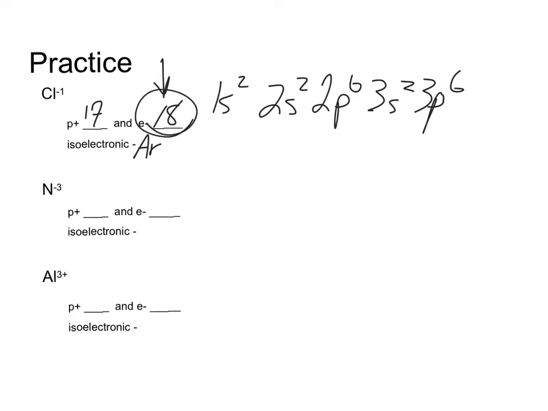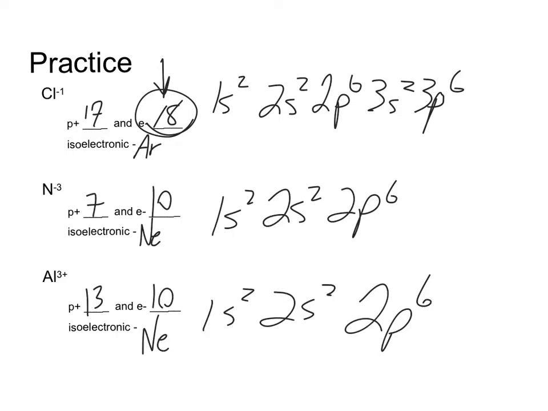Now go ahead and take some time, pause the video, work out these other two example problems, and the answers will pop up here in just a couple of seconds. All right, here's the answers for nitrogen and aluminum. They are both isoelectronic with neon.